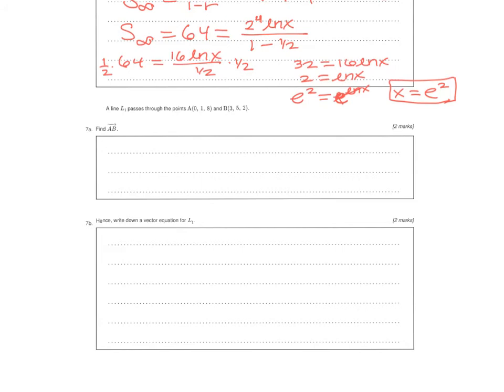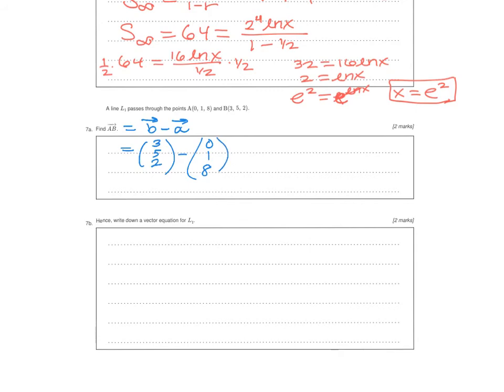Next, we have a vector question. It says that some line L1 passes through the points A and B, and they give it to us. And they ask us to find AB. Anytime we're finding AB, we know we can find that by subtracting the position vector of B minus the position vector of A. The position vector of B is just the coordinates of B written as a vector. Position vector of A is just the coordinates of A written as a vector.